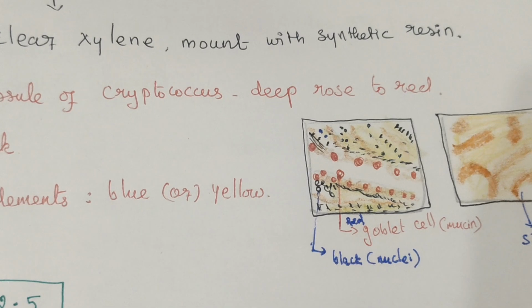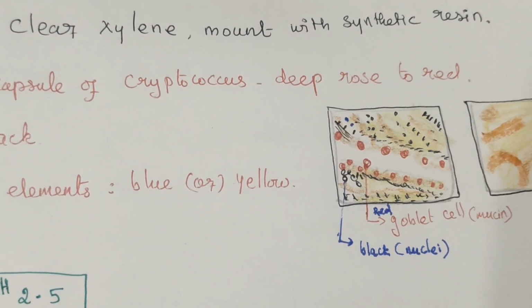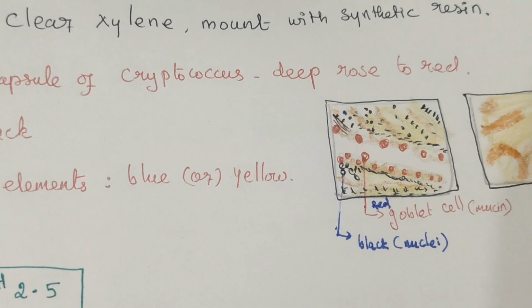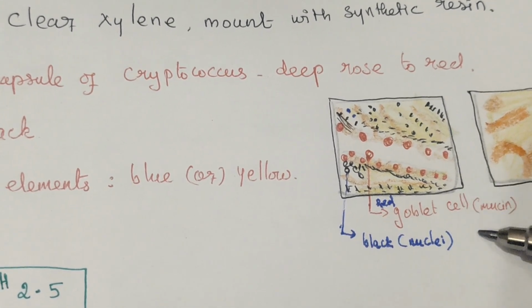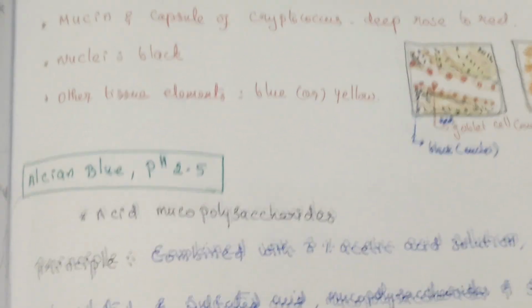So this red is the goblet cell. In this one, the red goblet cells are easily identified because there is mucin. So this red color one is mucin. Then the black color nuclei we can find.